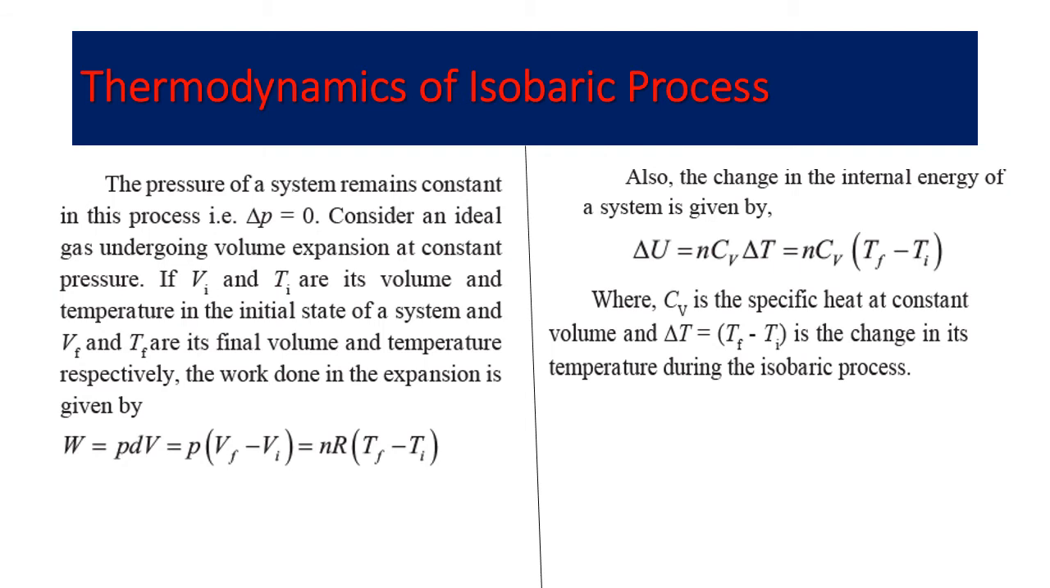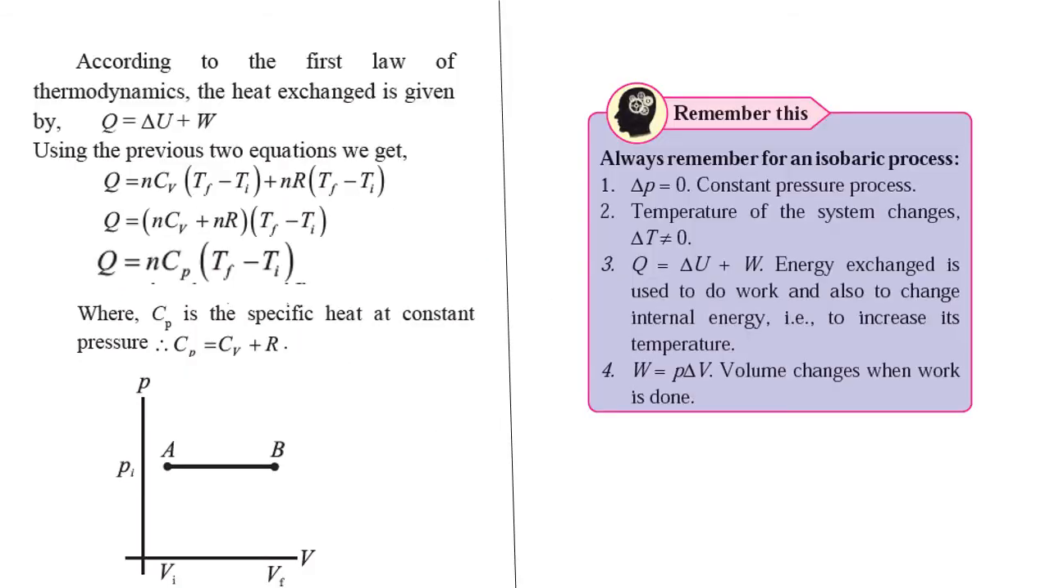So this can be written as n Cv times the change in temperature Tf minus Ti, where Cv is the specific heat at constant volume and that change in temperature delta T is equal to Tf minus Ti, the change in temperature during isobaric process. Therefore, according to the first law of thermodynamics, the heat exchange is given by Q is equal to delta U plus W. So using the above two equations, we can write Q is equal to n Cv in the bracket Tf minus Ti plus nR Tf minus Ti.